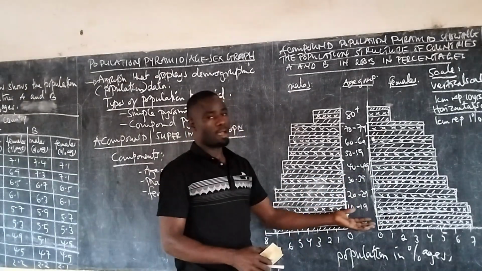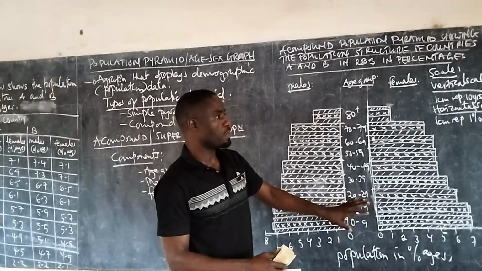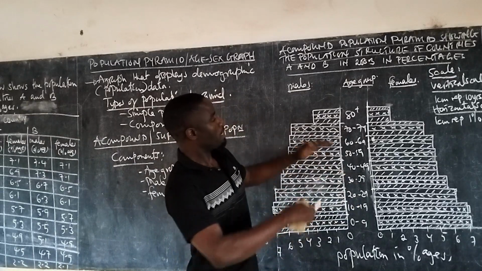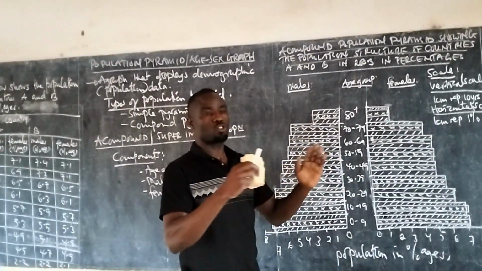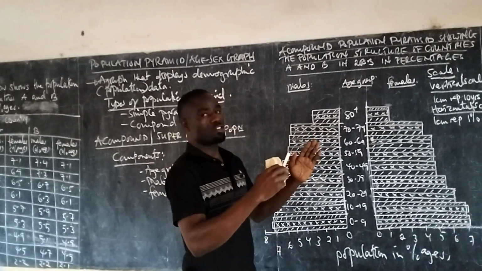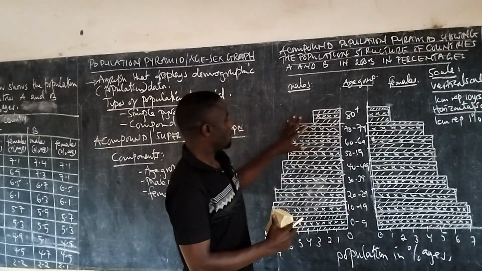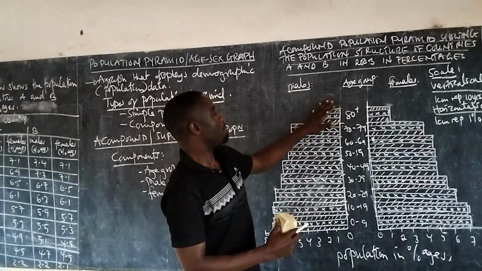Why? The birth rates are very high. The family planning methods are not very much used, so that's why the population is growing so high down here. But as you move higher, the population is constraining. The graph is reducing. Why? Up here, very few people grow up to 80.